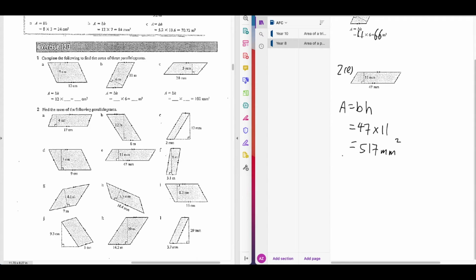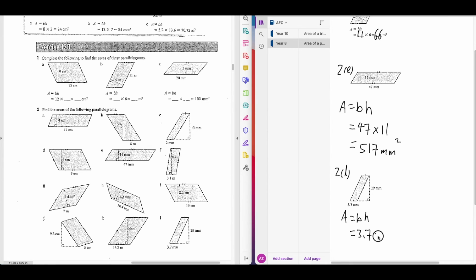All right, let me just do one more question. Hopefully these questions are very simple for you and you can do them when you're asleep. Okay, this is question 2L. Like I said earlier, write the formula out first. Now in this case, which one's the base? Remember, the base is the one that's a side of the parallelogram. So 3.7 is going to be the base. And the height is the line that forms the 90-degree angle with the base.